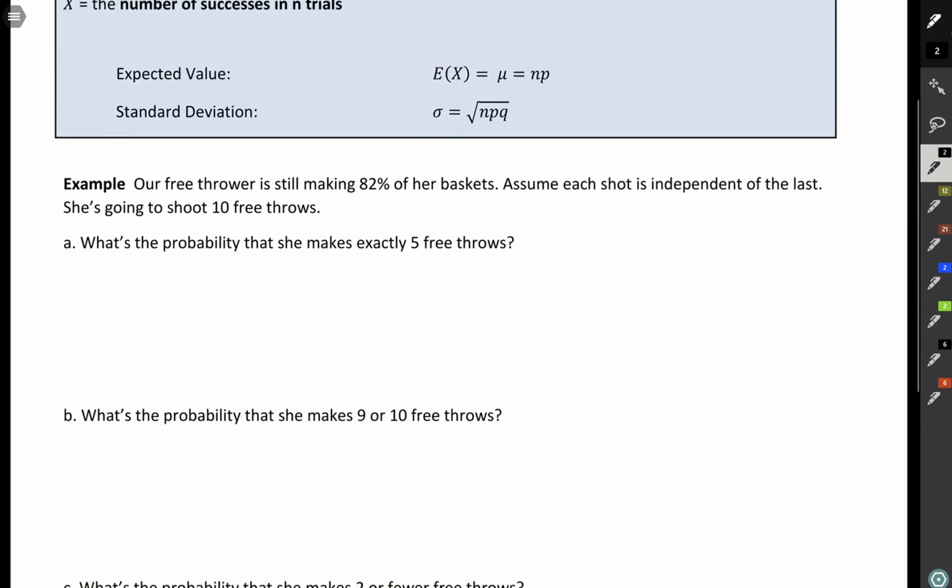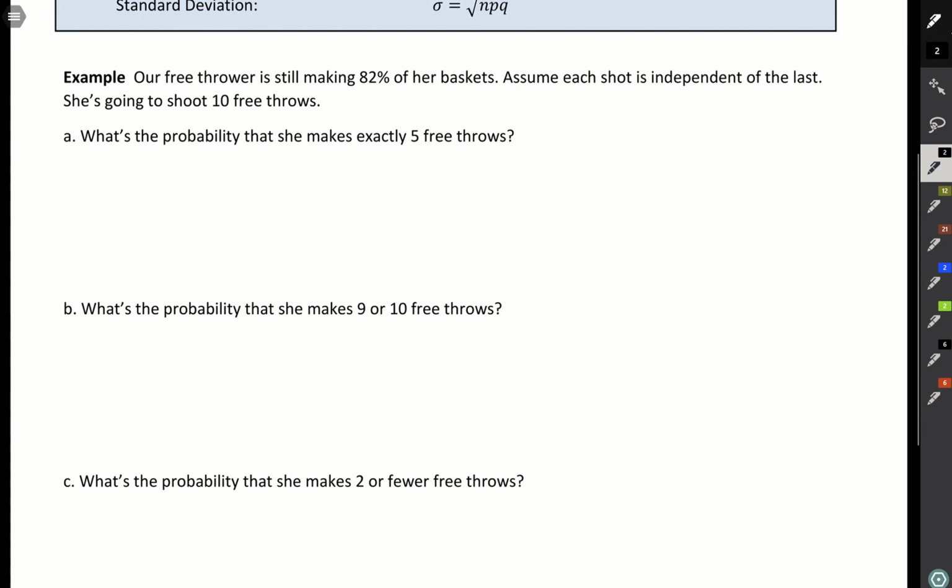So she makes 82% of her baskets, and she's going to shoot 10 free throws. So what we're going to have here is 10 trials with the probability of success of 0.82 and probability of failure of 0.18. What we can do is think about, what are all the possible outcomes here? If she shoots 10 times, what are the possible outcomes in terms of number of successes, or number of free throws being made? And the idea is that she could make none of them.